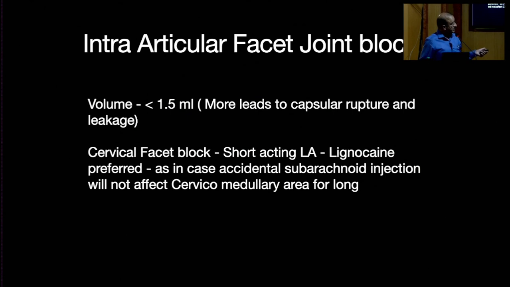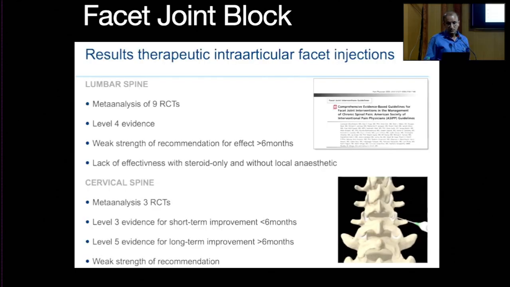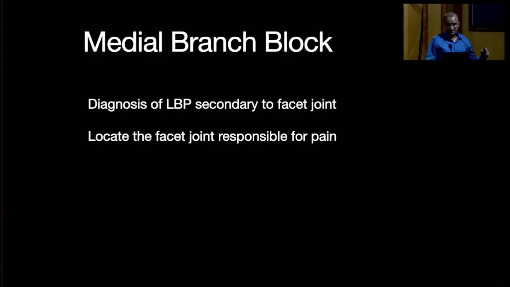Now, as far as intra-articular facet joint block is concerned, you need to push in less than 1.5 ml because otherwise there would be capsular rupture or leakage. For cervical facet, you can use a short-acting local anesthetic, whereas in lumbar you can go in for a long-acting one. We've had so much discussion since the morning, but you can see the facet line here and you just need to push the needle straight in, do the dye. Let's look quickly at the studies. I think my time is over, so let's skip this.